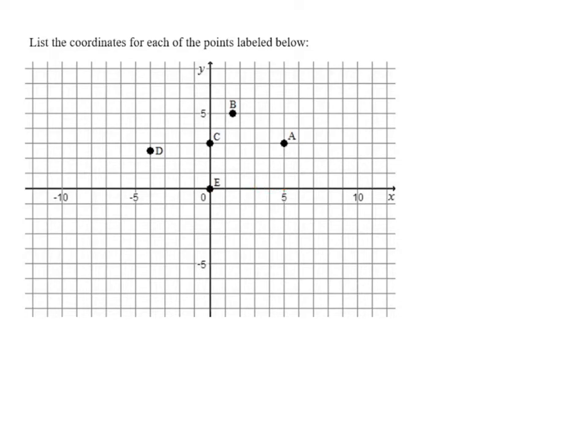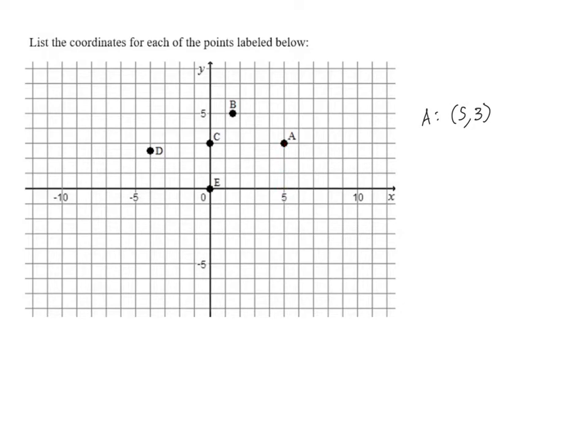So the x-coordinate is going to be 5. And then vertically, we have to move up 3. So that means the y-coordinate is going to be 3. So the coordinates for point A are 5, 3, because we have to go to the right 5 along the x-axis, and then vertically we have to go up 3.